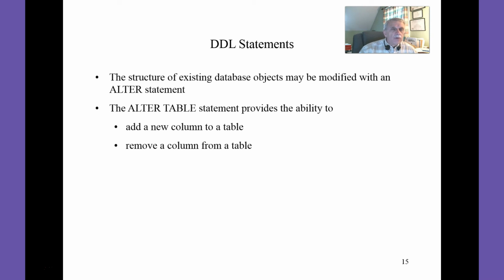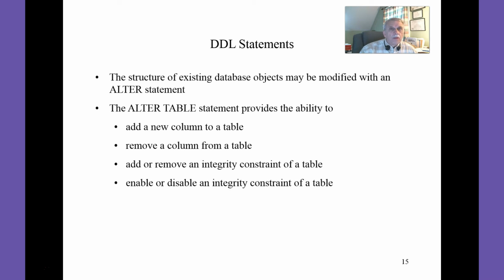We could also remove a column from a table. Say, for example, there was a column such as middle name that we decided was no longer really relevant. We only need first name and last name, so we wish to remove that. We can do that with the alter table. We could add or remove an integrity constraint on a table. We can also enable or disable an integrity constraint. Here's an example where we're altering the table computer and adding a new column called processor.